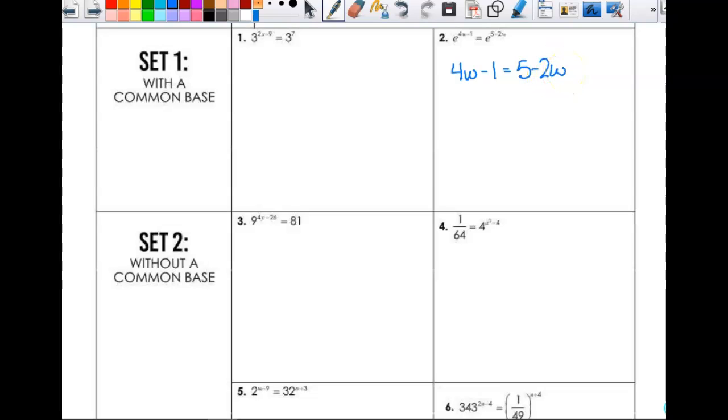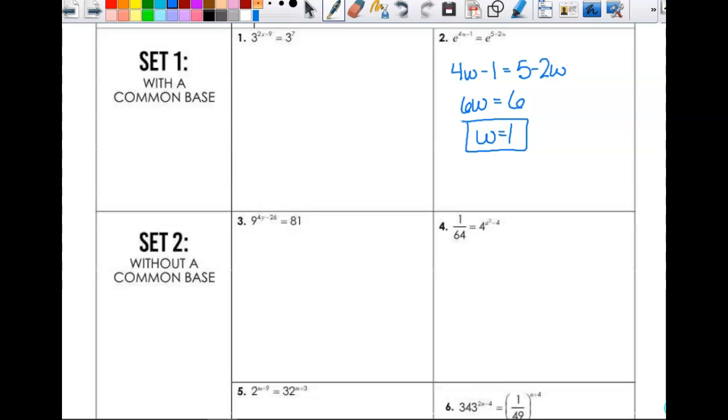And then it just becomes a super simple algebra equation. I'll add 2w to both sides. I can add 1 to both sides, so 6w equals 6, w equals 1. See how easy that is? You just have to know that taking it out of the exponent is legal, and we're good. All right? Everybody okay with that?